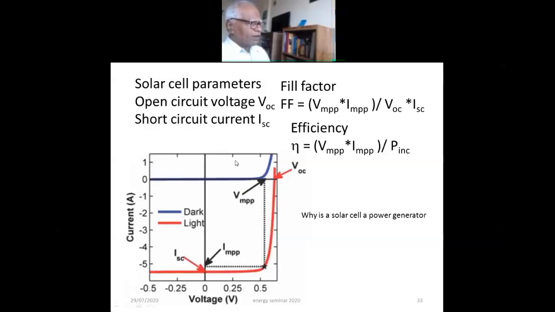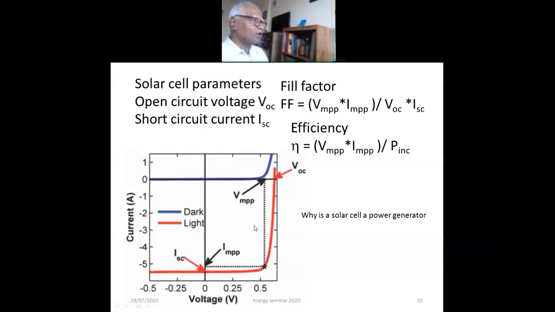In the first quadrant, both the current and the voltage are positive. So the power is equal to I times V, and if it is positive, then you are dissipating power. In the third quadrant, both current and voltage are negative. The product is positive, so here also is dissipation. But in the fourth quadrant, voltage is positive, current is negative. So the IV product is negative, so I have generation.